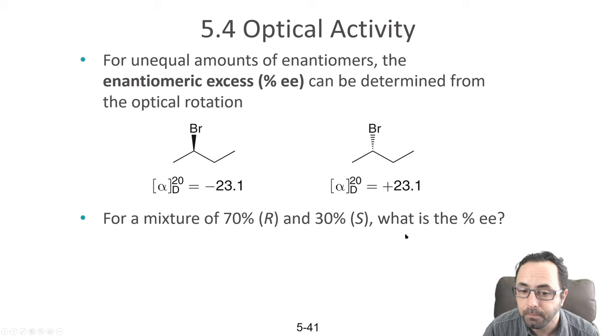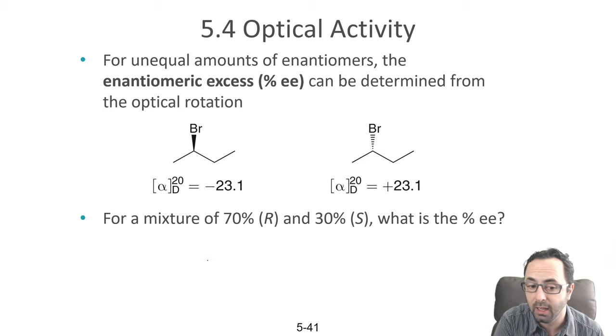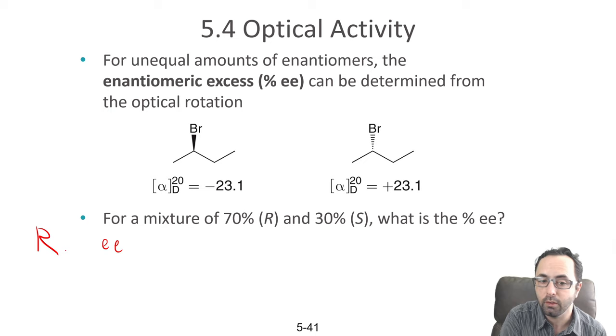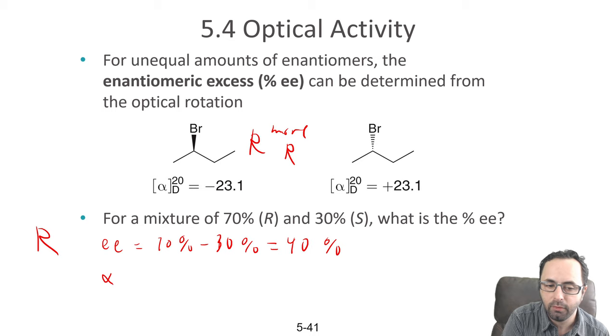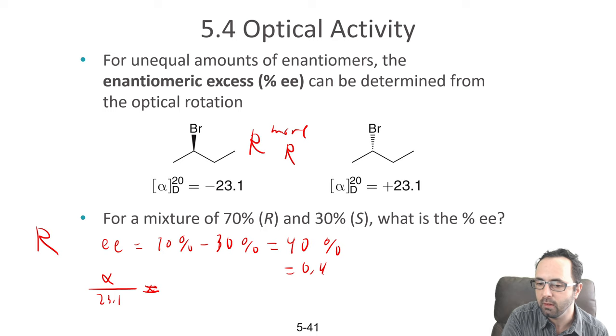Likewise, if we have the percentage of each, we can figure out the enantiomeric excess here. 70% of this is R, and 30% is S, and we could figure out what the specific rotation would be too. Here the enantiomeric excess, and this is of R, so now there's going to be more R, because I was told there's more R. This equals 70% minus 30%, so the enantiomeric excess is 40%. Okay, and again, the measured rotation over 23.1 times 100% equals the enantiomeric excess. I'm going to do this with decimals, so this is 0.40.